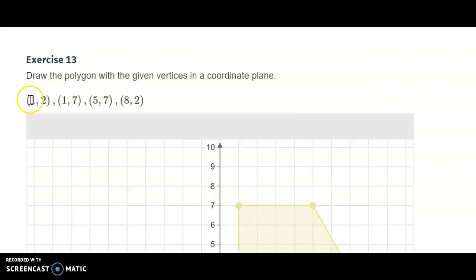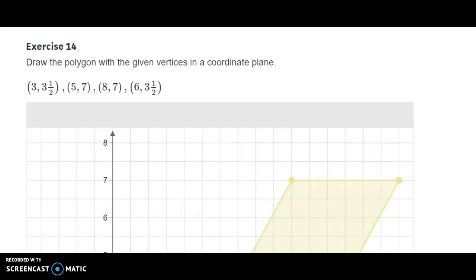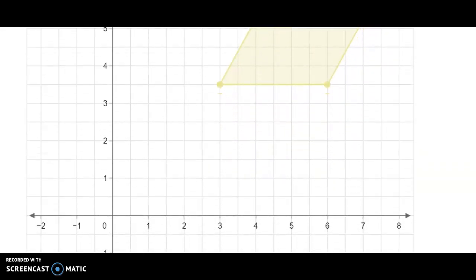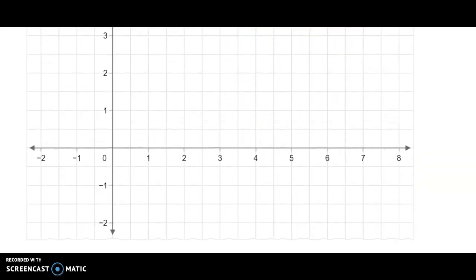Exercise 13 is exactly the same thing. You start with the 1, which is you go over 1, and for 2, you go up 2. Ta-da! Exercise 14 is a little bit different. When you have a half, if you look at this, the way they've done this is they've made this 1 actually 2 squares. So half of it would be halfway between that. So you've got this. It's not going to be an issue for you.